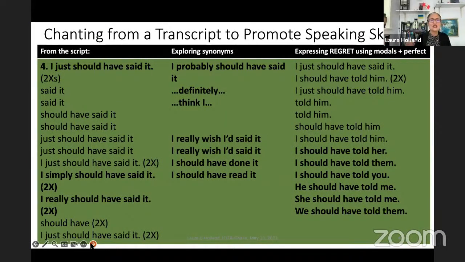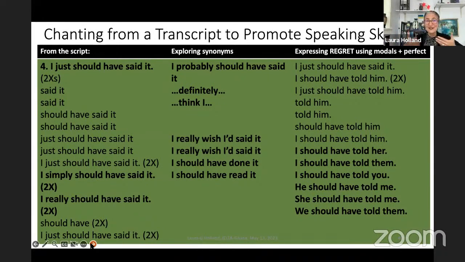Okay, I just should have said it. And then we do a little back chaining. Said it, should have said it, just should have said it. I just should have said it. Okay, I really should have said it. I probably should have said it. I definitely should have said it. I think I should have said it. I really wish I'd said it. I should have done it. I should have read it.